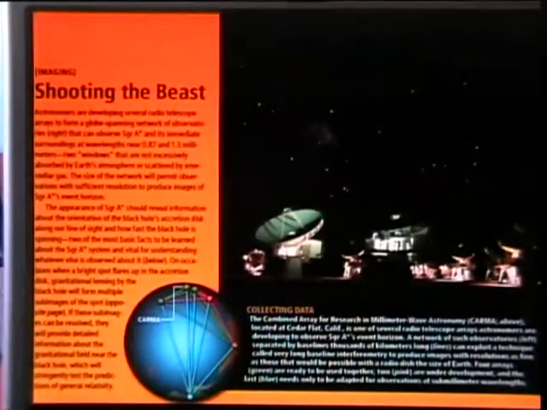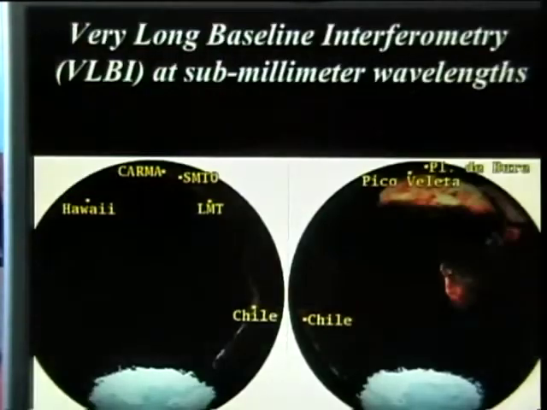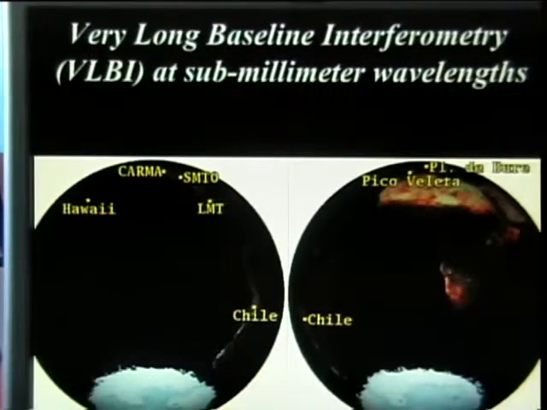And so the idea of how to build a telescope as big as the Earth is to do with radio interferometry, where you have several observatories around the globe, and you correlate the signal that you receive from them and use the Earth as a giant interferometer. And we are talking here about interferometry at sub-millimeter wavelengths. And so there are such observatories. There is one in Hawaii. There is another one in California, CARMA. There is another one in Arizona, SMTO. There is the LMT in New Mexico. And, of course, ALMA is starting to operate in Chile. And also there is one at Plateau de Bure and Pico Veleta.